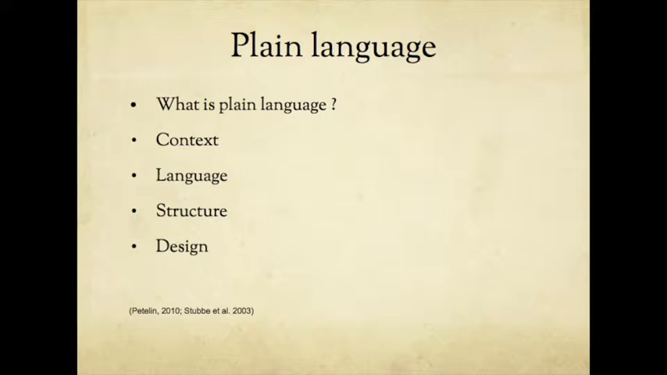There are 4 main concepts to plain language as explained by Peatland, 2010. First, context. Second, language. Third, structure. And finally, fourth, design. How is the context set up? Is the language easy to read? Is the layout of the structure easy to understand? And is the design appealing to read?